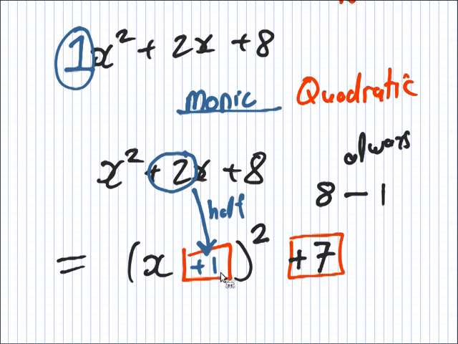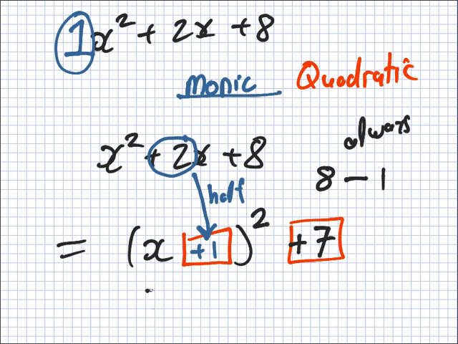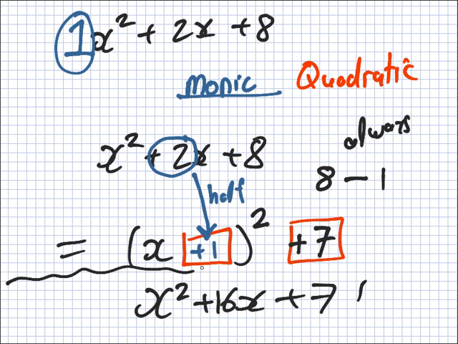Try the next one by yourself, and then we'll look at harder ones. So try x squared plus 16x plus 71.